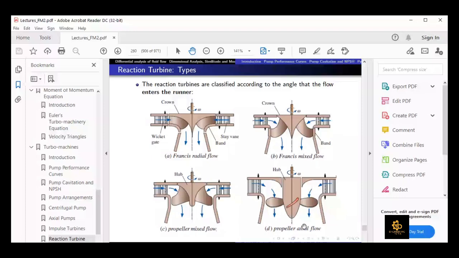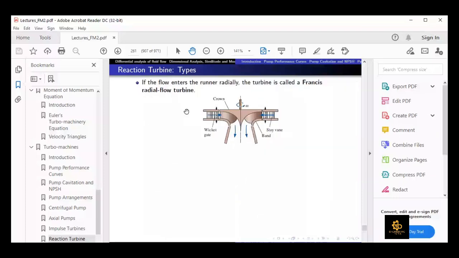Right. So if I discuss the first type, which is the Francis radial flow turbine, here you can see that the flow is entering in the radial direction, right?